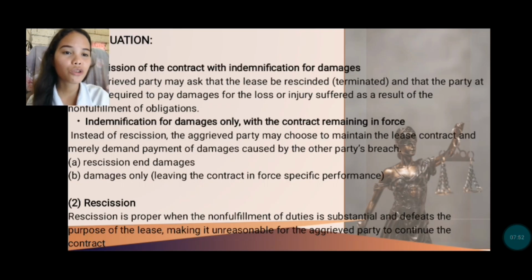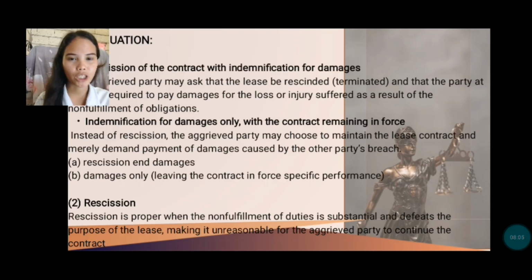Indemnification for damages only, with the contract remaining in force. Instead of rescission, the aggrieved party may choose to maintain the lease contract and merely demand payment of damages caused by the other party's breach. Rescission and damages. B. Damages only, leaving the contract in force is specific performance.